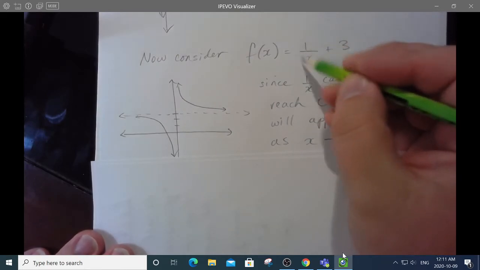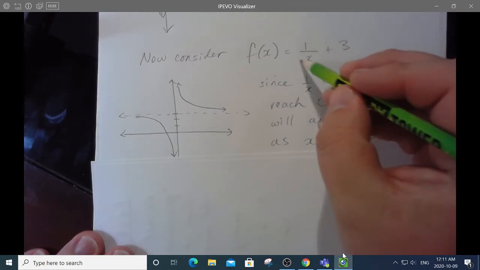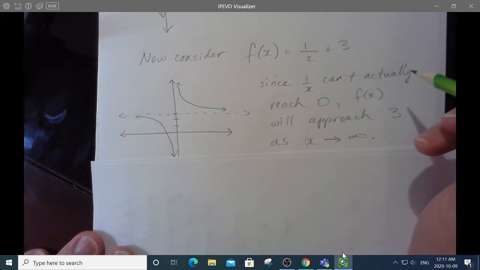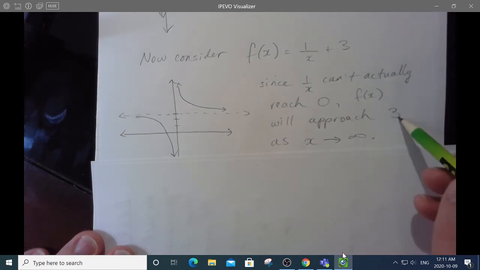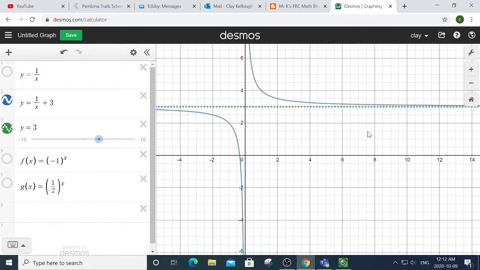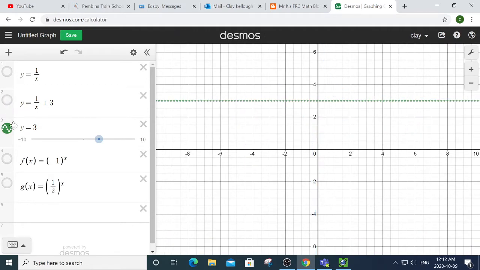Since 1 divided by x can't actually be 0, no matter how big an x I want to put in there, this term can't be 0, so I can never actually get to the number 3 for the y value. So it will approach 3 as x approaches infinity. And again, I can show you that on the graph. You just shift that up 3, and that means that if I had the line y equals 3, as you can see, I get closer to it and closer to it and closer to it, but I'll never actually touch it. So you can say that I'm approaching it. Okay, so there's enough grade 11 review.